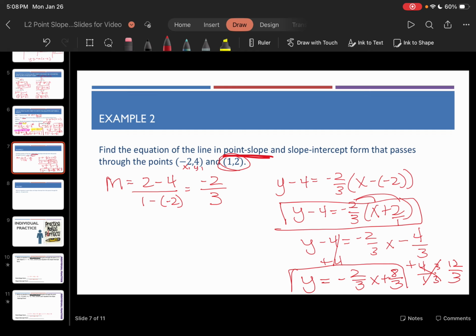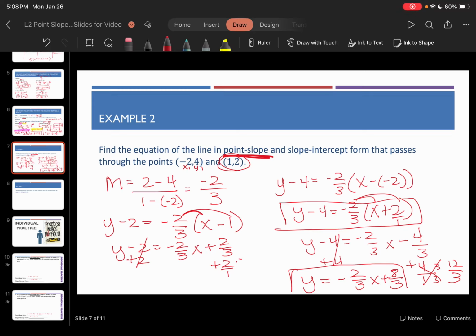I could have also used this point, y minus 2 equals -2/3 x minus 1. And I'm going to really quickly show you. Watch what happens. If I distribute this, y minus 2 equals -2/3 x plus 2/3. And then I'm adding 2. I know I'm going really fast right now. But this will be times 3 times 3. This will be 6 over 3.